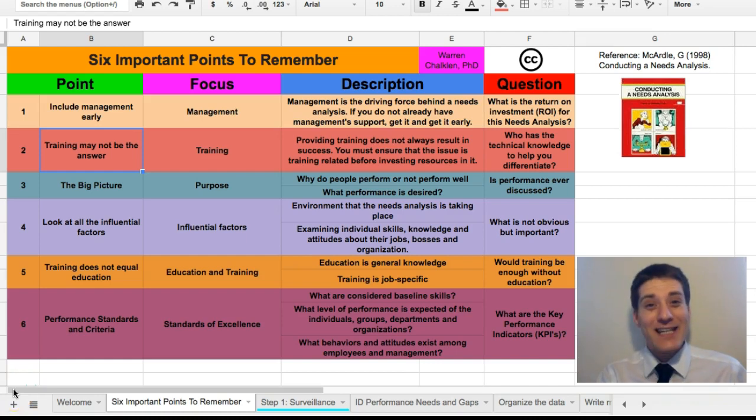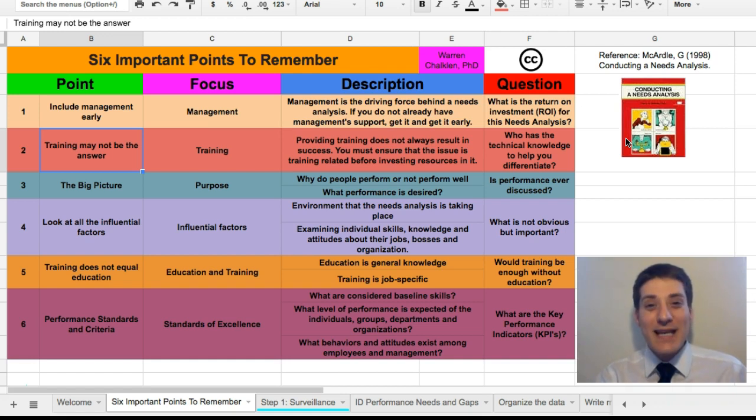Before conducting a needs analysis, it's critical that you know 6 key important points. And these important points actually come from a book by McGirdle called Conducting a Needs Analysis. This is a critical resource for you.